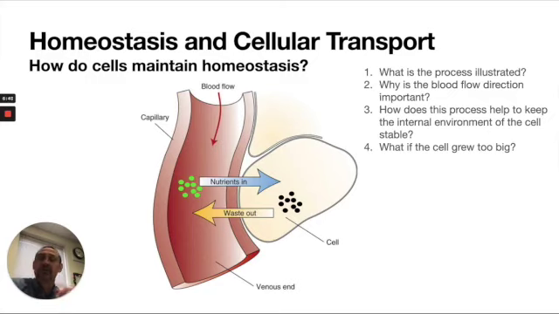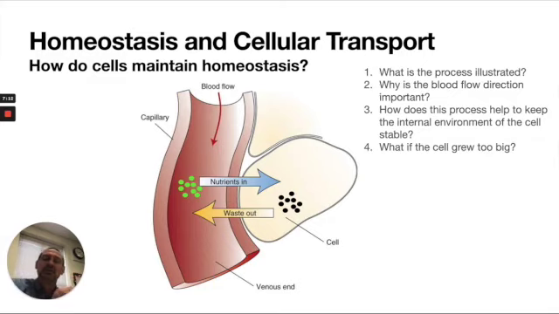The blood flow direction can be important because so long as those waste products are carried away, that means the concentration of the waste is lower outside the cell compared to inside. And so long as the blood is filled with nutrients, then the concentration of nutrients is higher outside the cell and can move into the cell. By removing those wastes and keeping the cell supplied with nutrients, it maintains the internal environment of the cell.